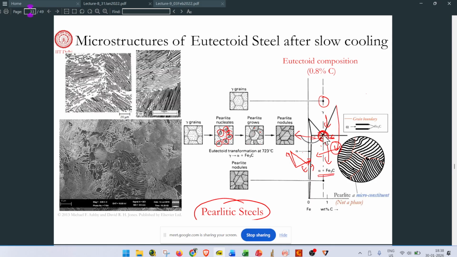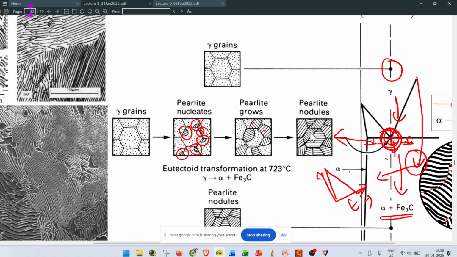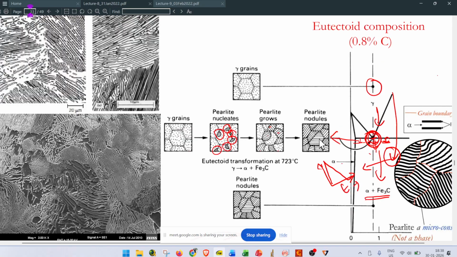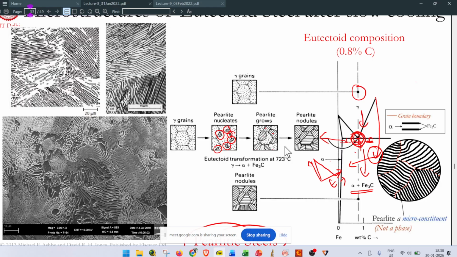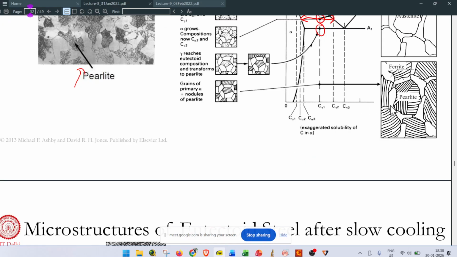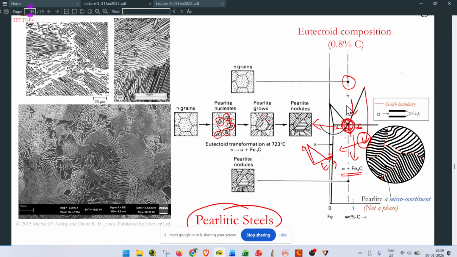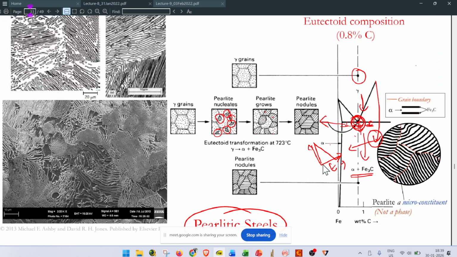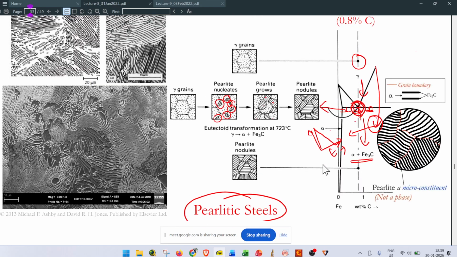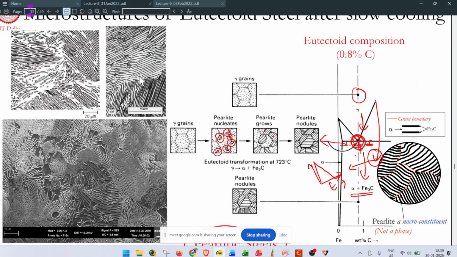At the eutectoid composition, 0.8 percent, the entire microstructure forms as pearlite, so there is no separate alpha phase present. Below 0.8 percent, we can see some white alpha phase regions. At 0.8 percent, the gamma phase directly converts into alpha plus Fe3C. That is called pearlitic steel. The microstructure looks like this, a laminar structure of alpha phase and Fe3C.